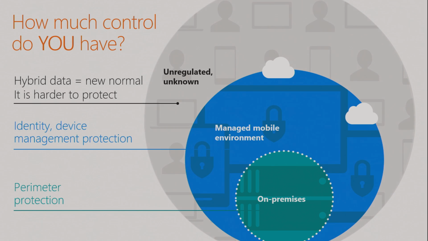Then you got the nice gray box around the outside. This is what you don't know. This is files on OneDrive, Consumer, Dropbox, Box, USB keys, emails being sent. You don't know what's going on. We live in the gray box. This is where we live. This is where my engineering team works. This is where you don't know what's going on.